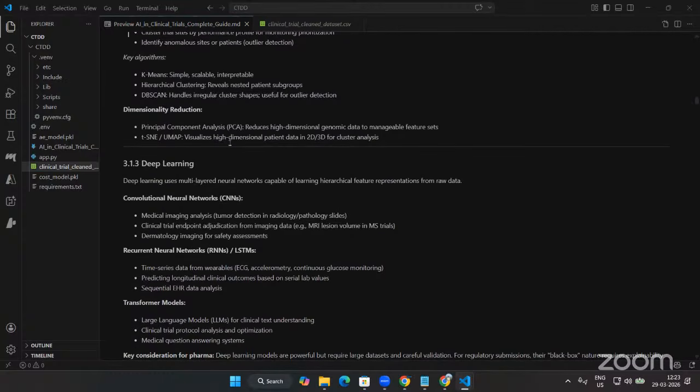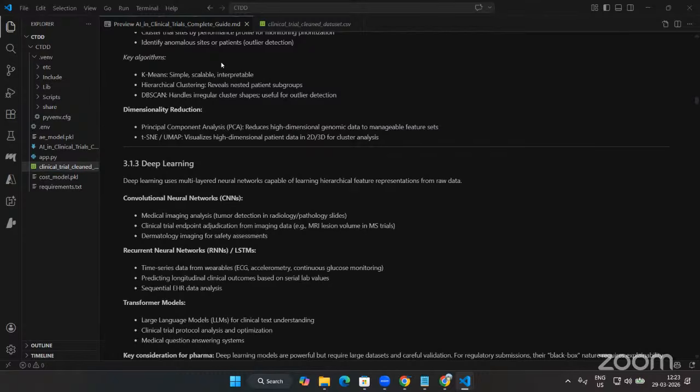The kinds of algorithms which are used: K-means algorithm, which is simple, scalable, and interpretable. Then hierarchical clustering, which reveals nested patient subgroups. It creates hierarchies, and it is again explainable and interpretable. DBSCAN handles irregular cluster shapes. Many times the cluster shapes are not regular or simple. So DBSCAN is an algorithm, a technique, that handles irregular cluster shapes and is good for outlier detection.